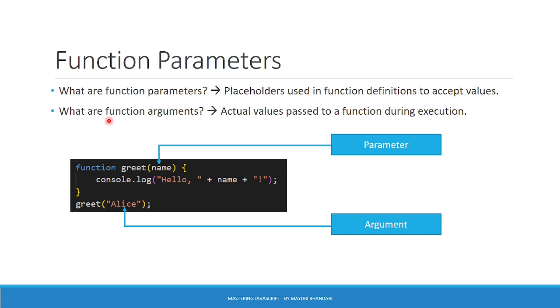First, let us understand the basics. When we define a function, we use parameters as a placeholder to accept values. But when we call a function, we pass actual values known as arguments. Here in this example, name is the parameter and Alice is the argument. When we call greet Alice, the function replaces name with its value, that is Alice, and prints hello Alice on the console.